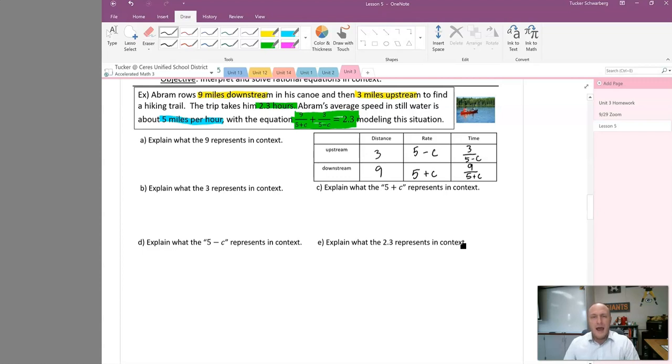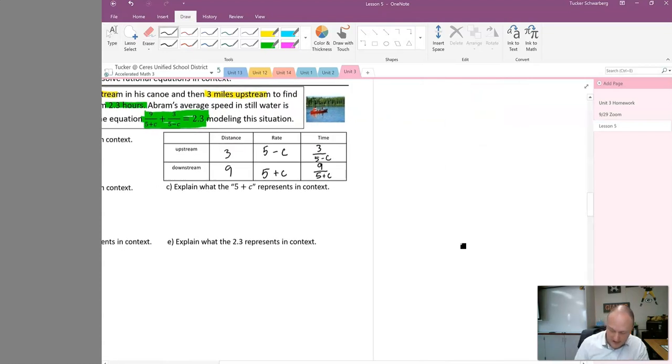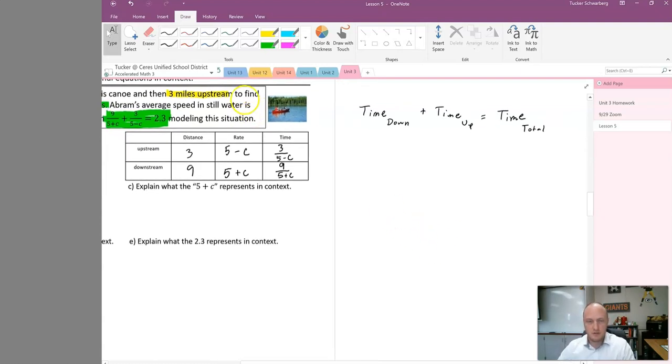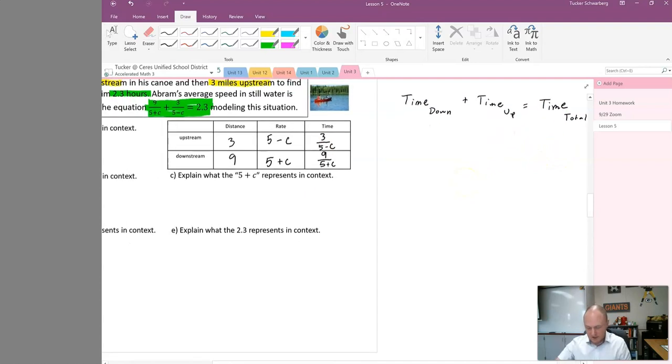So how did they get the equation to model the situation? Well, they are taking the time that it took Abram to go downstream, I'm going to use the subscript down, so the time it took him to go downstream plus the time it takes him to go upstream equals his total time. And we know that 2.3 is the total amount of time that it took him to canoe the whole river. So here's how the equation is set up: his time downstream, 9 over 5 plus c, plus the time it took him to go upstream, 3 over 5 minus c, is equal to his total time, 2.3.